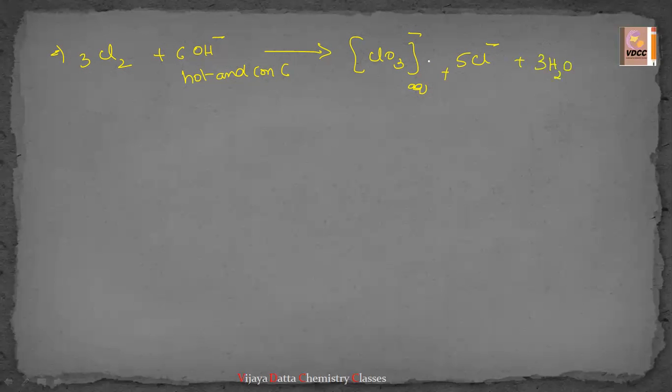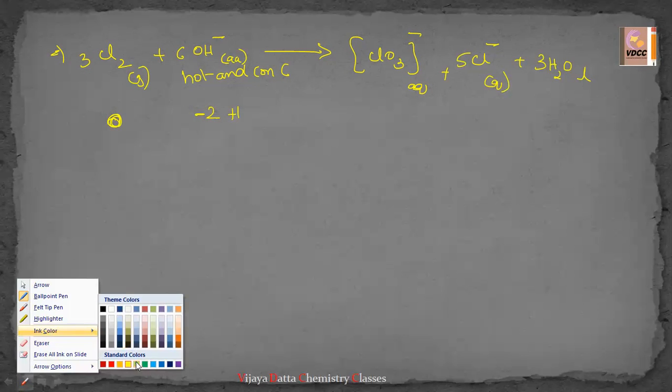So I'll write its physical states also. Cl minus is the aqueous solution and H2O is the liquid state. Whatever chlorine I am taking here is in the gaseous state, and OH minus is in the aqueous state. Okay guys, so let us see here. Again chlorine's oxidation state is 0. Same, oxygen is minus 2 and hydrogen is plus 1 over here.